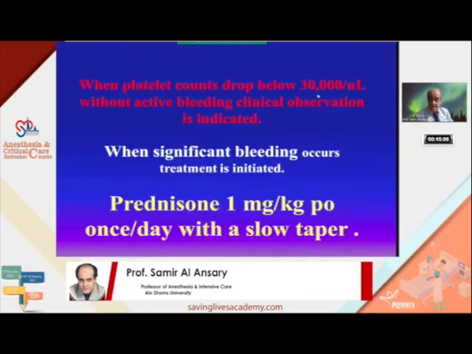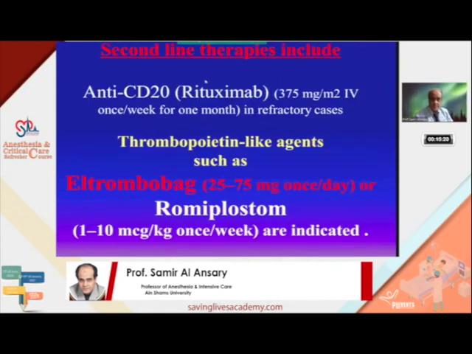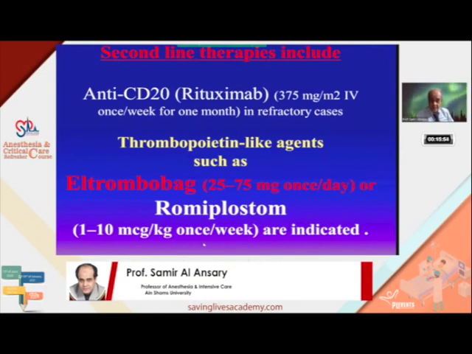When the platelet count drops below 30,000 without active bleeding, clinical observation is indicated. When significant bleeding occurs, treatment is initiated, and in the case of ITP we give prednisone 1 milligram per kg orally once daily with slow tapering after that. The second line of therapy for ITP is rituximab, anti-CD20, 375 milligram per square meter IV once weekly for 1 month in refractory cases. Or we can use thrombopoietin-like agents such as eltrombopag, 25 to 75 milligram once daily, or romiplostim, 1 to 10 microgram per kg once a week. This is in case of severe ITP or ITP refractory to prednisone, but most of the cases respond to prednisone.